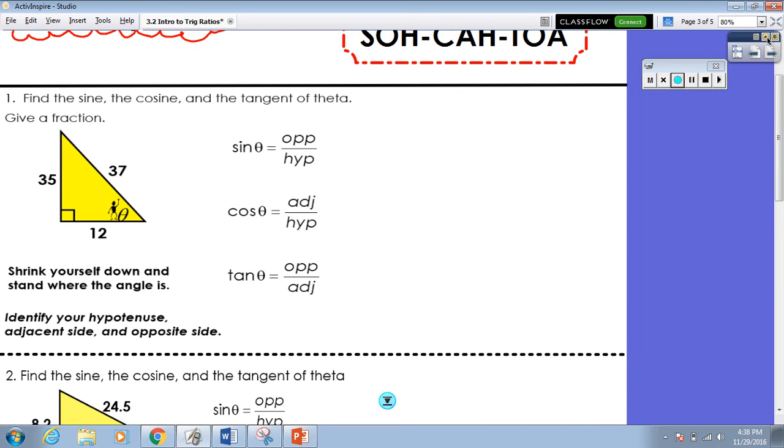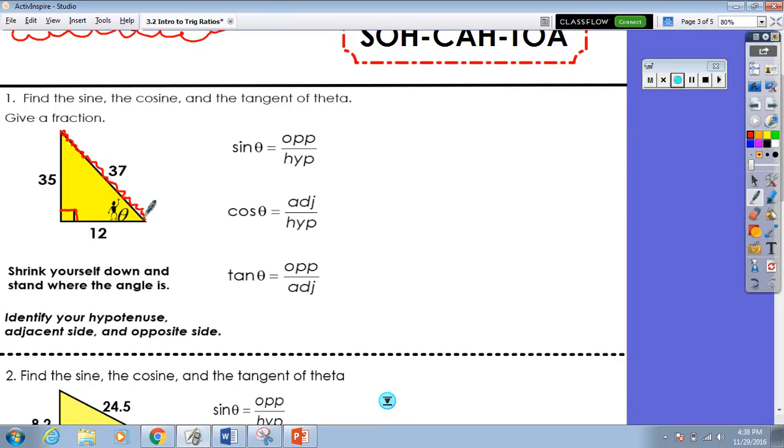Alright, so number 1. They gave me my triangle. I see that I have a right angle over here, and I see the diagonal side is right here. Remember, the diagonal side automatically gives you the hypotenuse. So I'm going to label that H so that anytime I see hypotenuse over here, I know I have to use the number 37, because that represents the hypotenuse.